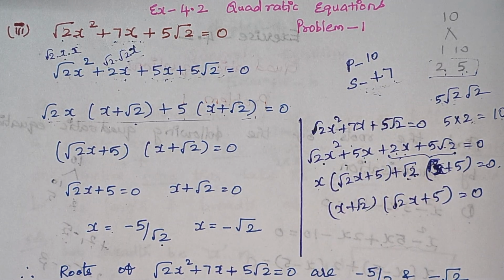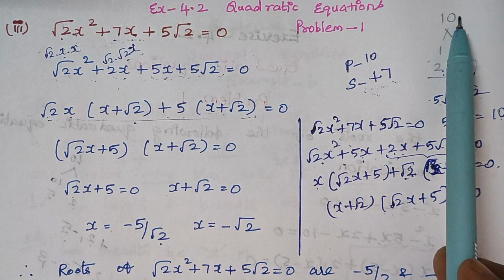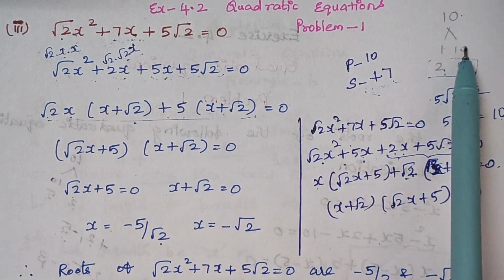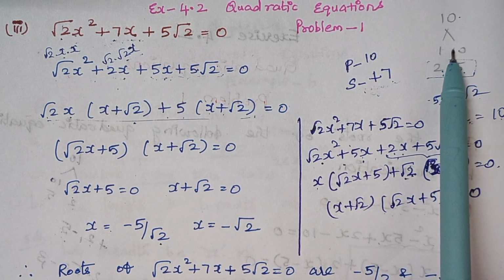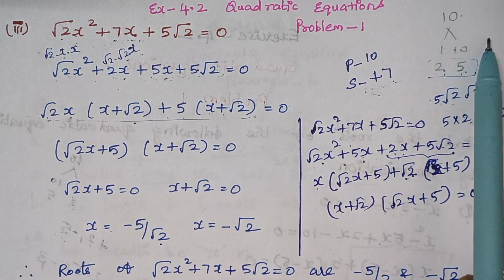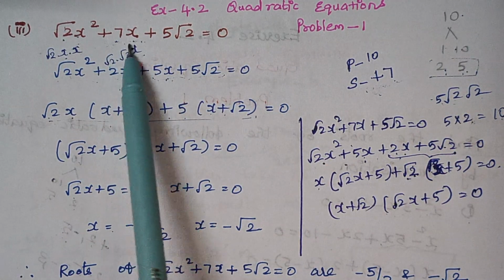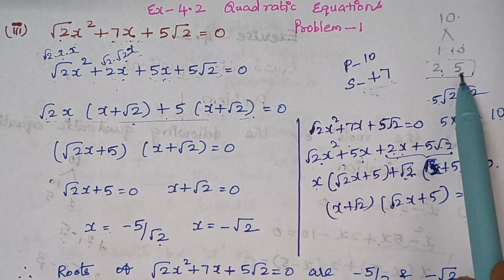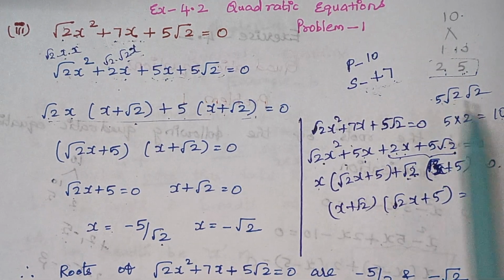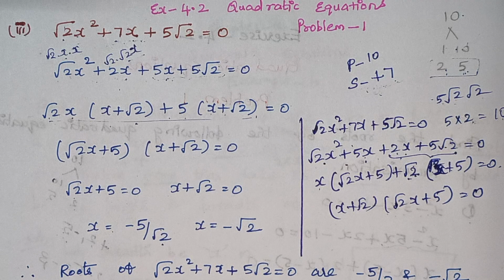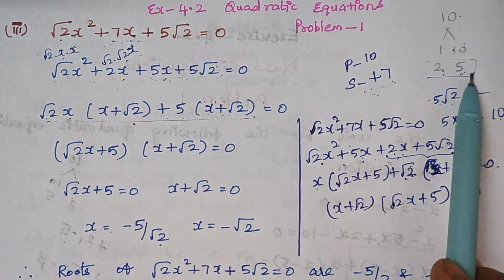So we are going to find the factors of 10. Here 1 into 10 is 10, but when you add, it gives you the answer 11. When you add, the answer is 11, but we need 7 here. Therefore we are going to the second option. 2 into 5 is 10 and again 2 plus 5 is 7. So here we are selecting 2 and 5.